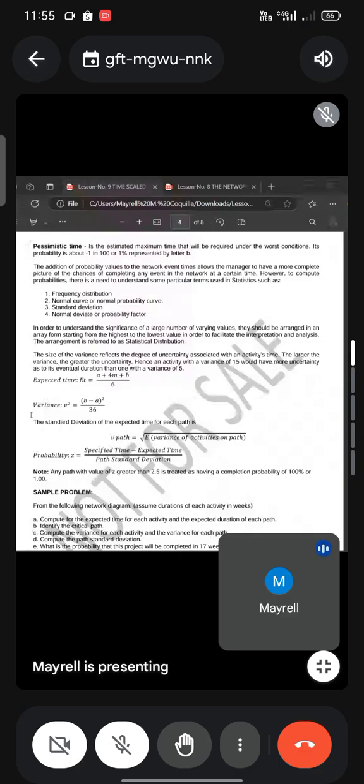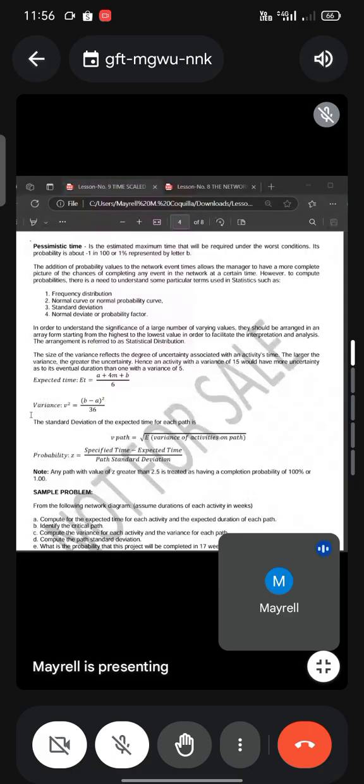And then probability, so when you solve na ka sa probability, you have Z, and then that's equals to specified time minus expected time over path standard deviation. So, di ba sa statistics, solve ka sa Z, and then you look at the table na may mga numbers showing their probability.